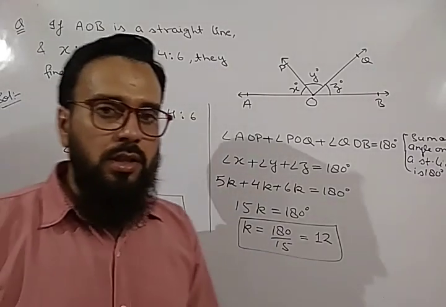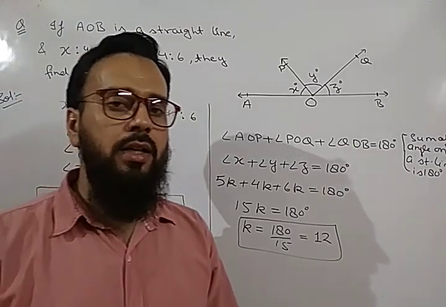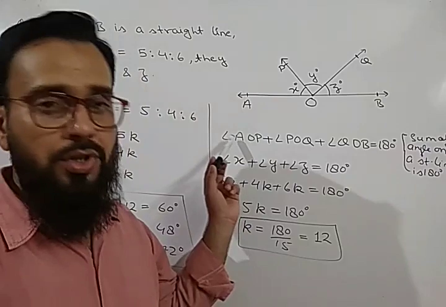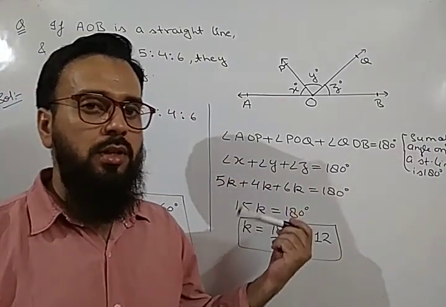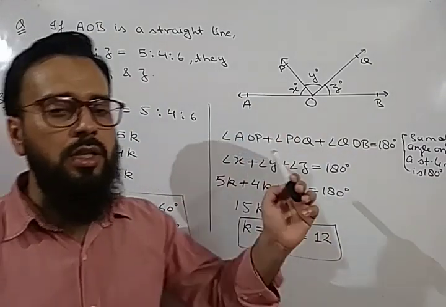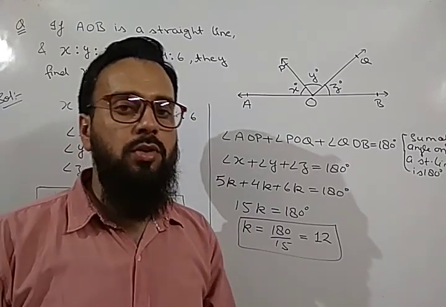Today we have discussed two important theorems: the sum of a linear pair of angles is 180 degrees, and the sum of angles around a point is 360 degrees. We have solved two questions based on these two theorems. Now you will practice these two theorems. You should know the proofs of these two theorems, and then you will solve questions based on them.